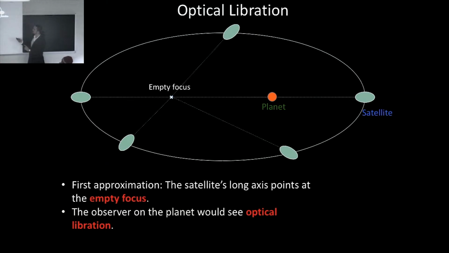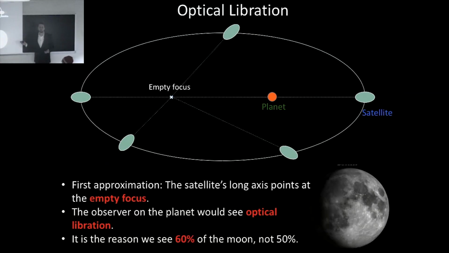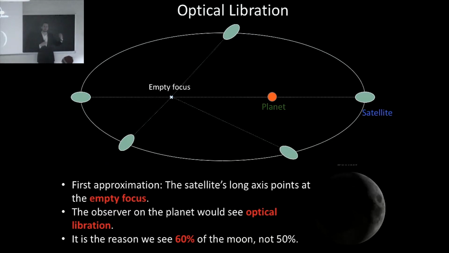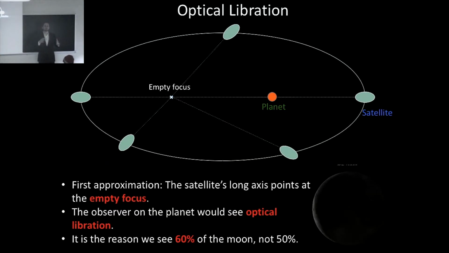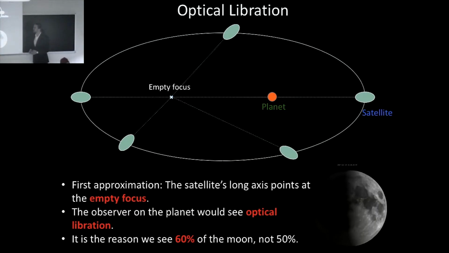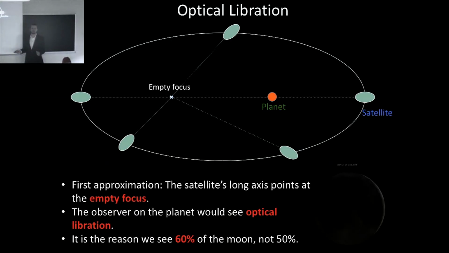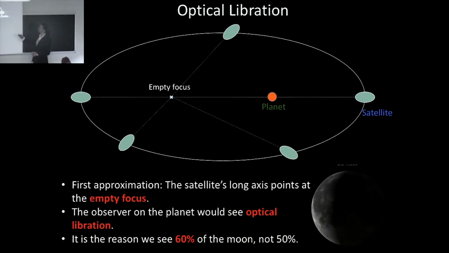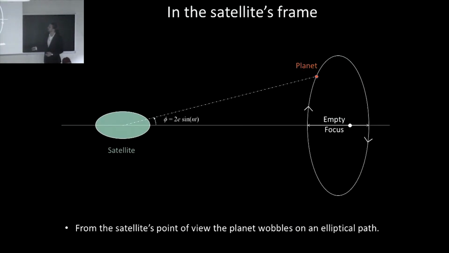Just before that, it's the same reason why, for example, we see 60% of our moon, not 50, because the moon is not really looking at Earth, it's looking at the empty focus. So as it's orbiting, you see the different sides of the moon, and you see 60% of it. But that's not related to the interior. This is just purely geometry. Now let's place ourselves on the moon, looking toward this axis. So this is how it would look.